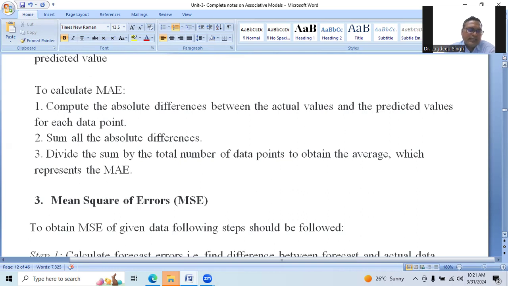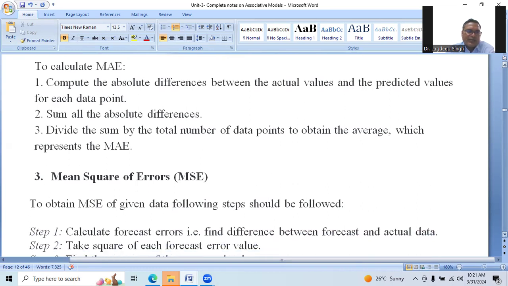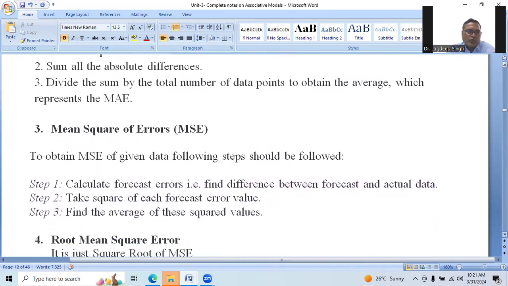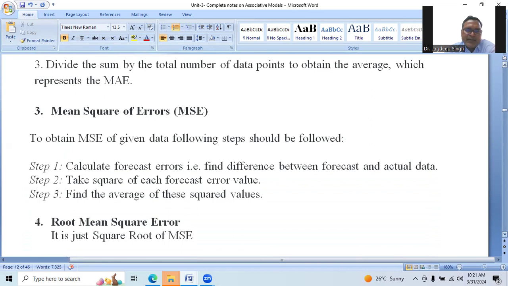So the third error is mean square error, MSE. To obtain MSE of the given data, the following steps are to be followed. Step 1 is calculate the forecast error, that is, find the difference between the forecast and actual data. Step 2, take the square of each forecast error value. And step 3 is find the average of these squared values.